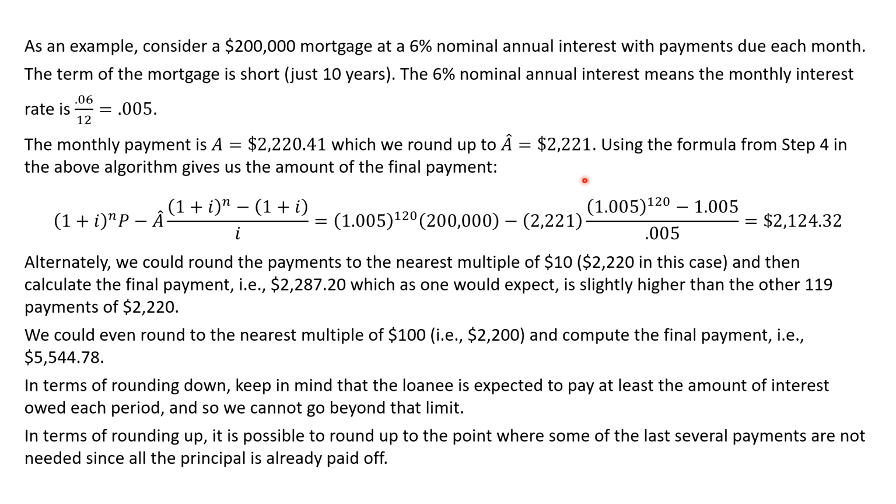So for example, if we did, instead of $22.20 and 41 cents, we decided to pay $3,000 a month, almost for sure you're going to miss several of the last payments. You're not going to need to make them, in the sense that you're going to have the loan paid off before that. So keep that in mind also.